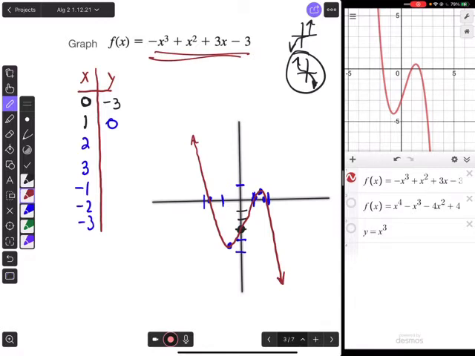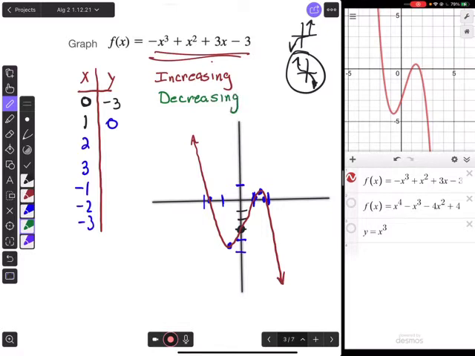Let's go ahead and talk about increasing and decreasing just so we get practice with that. I will do increasing with red. I'm just going to highlight the regions. And I'll do decreasing in green.